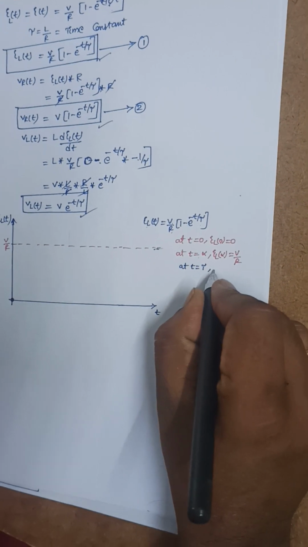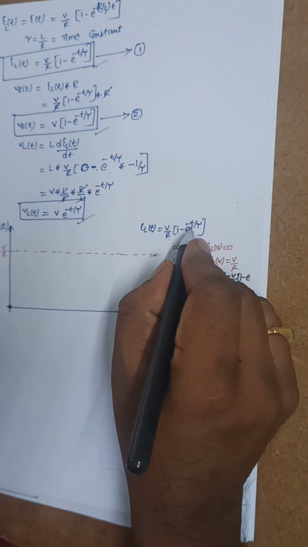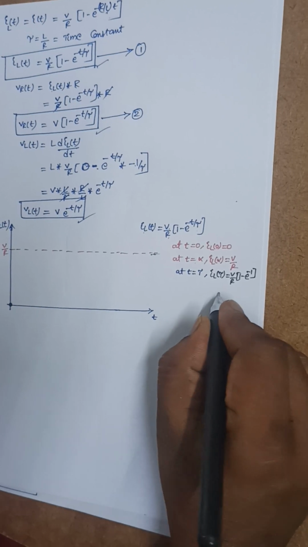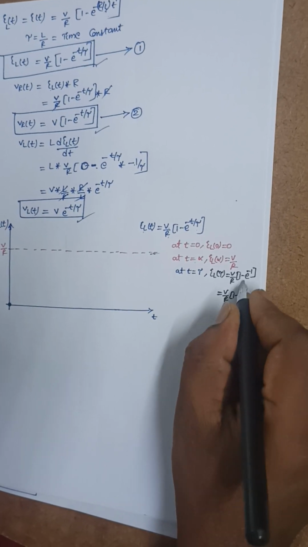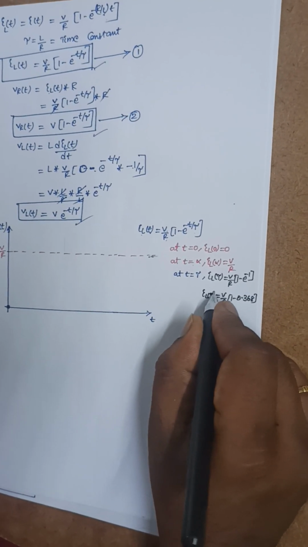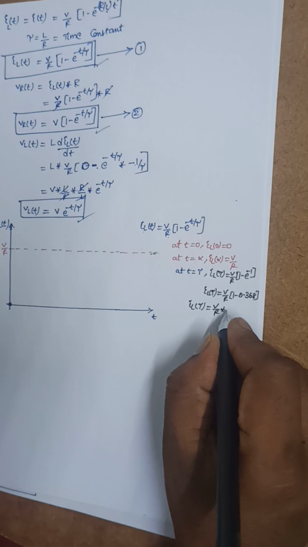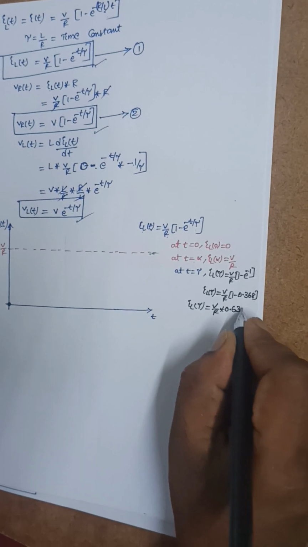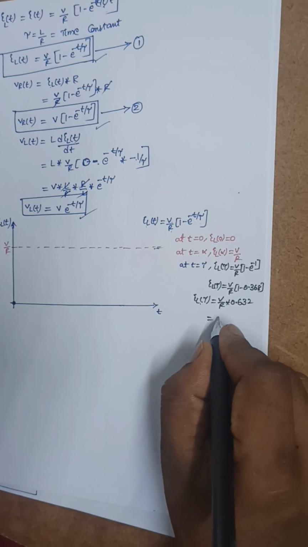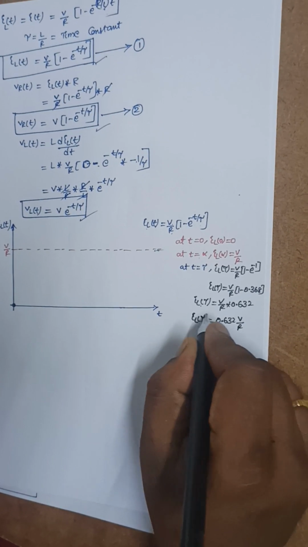So IL of tau is V by R into 1 minus e power minus tau by tau, that is e power minus 1. So e power minus 1 value is 0.368. So IL of tau is equal to V by R into 1 minus 0.368, which is 0.632. That means at one time constant it reaches 0.632 V by R, IL of tau.